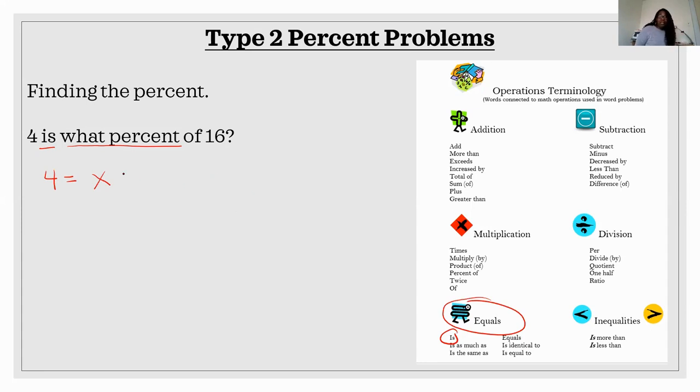Of means multiplication of 16. So you can write it as X times 16, or if you feel like switching it, 16X. Now 4 equals 16X, knock yourself out. It's the same thing, okay? So now we want to solve for X.